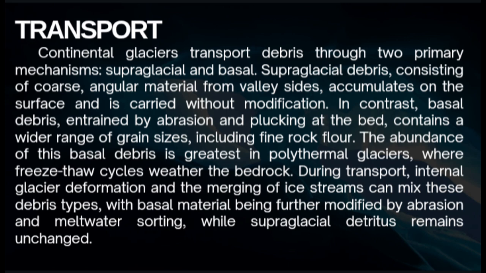detritus remains unchanged. Internal deformation and merging ice streams mix these, modifying basal debris through abrasion and meltwater, while supraglacial material stays the same. This mixing and modification creates the unique, unsorted nature of glacial till, with both angular and rounded clasts.